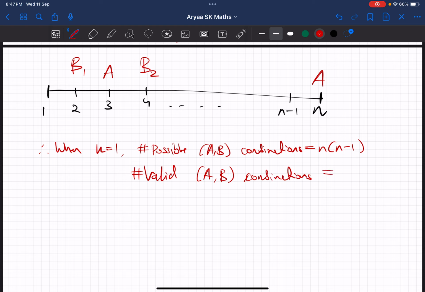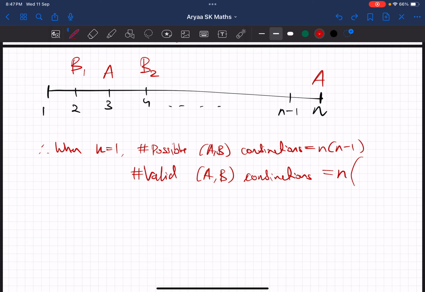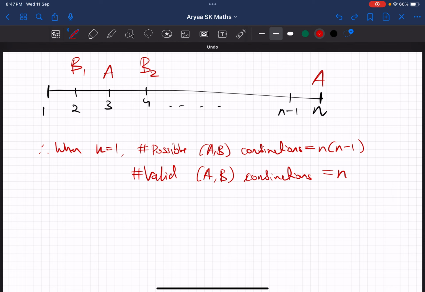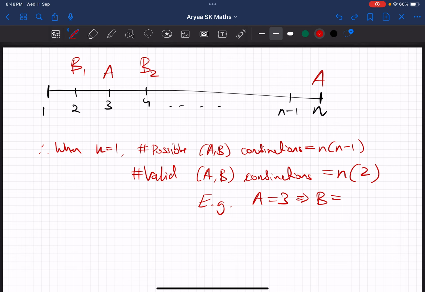is going to be, well, there's n places we could select A, so we'll immediately multiply by n, and then for each selection of A, we have 2 places we could put B to make it valid, right? So, for example, we could have A is equal to 3, and then to be valid, B would either have to be 1 or 5. Oh, sorry, k was 1, so B would either have to be 2 or 4.